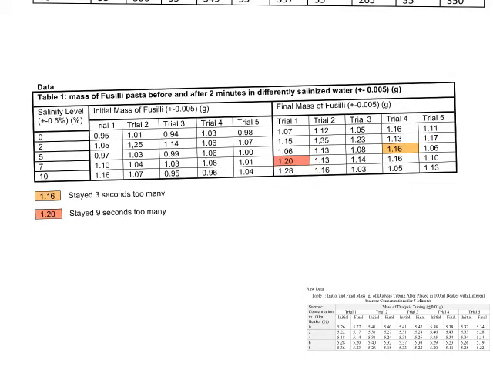Okay, so here's the second one. This one has a table title. It's been numbered, which is great. Mass of fusilli pasta before and after 2 minutes in different salinized water. So this is totally fine. We have an independent variable, and then we have our dependent variable, which is this. I also like that they're telling us something that was controlled, which was 2 minutes. They also have uncertainty right here, which is really nice, and they have the units.